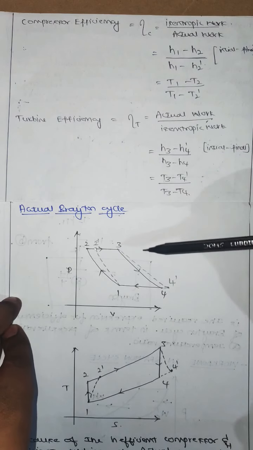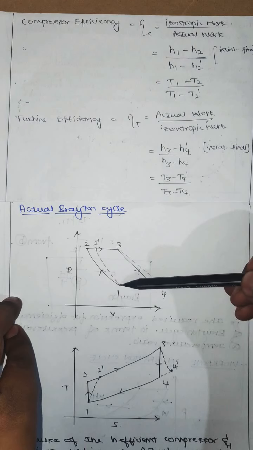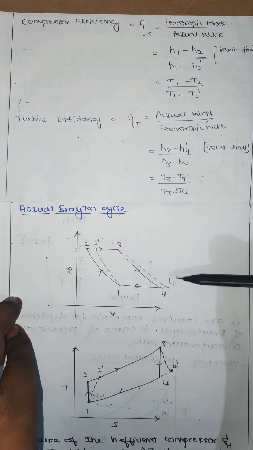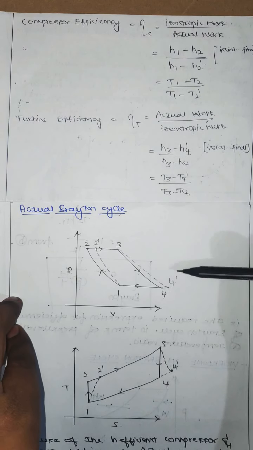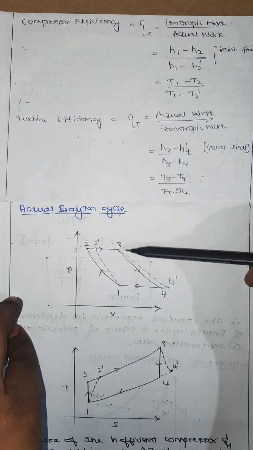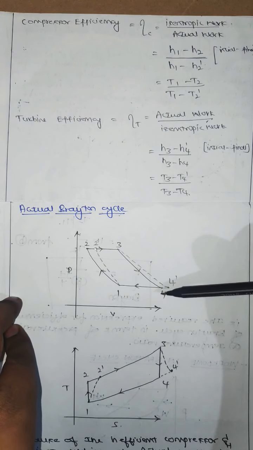So turbine efficiency is actual work divided by isentropic work. Actual work in the sense what? It is H3 minus H4 dash. H3 minus H4 dash is the actual work which is happening, which is not ideal, right? Isentropic is ideal work, so isentropic is H3 minus H4. Getting it?